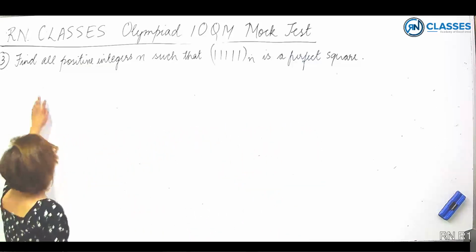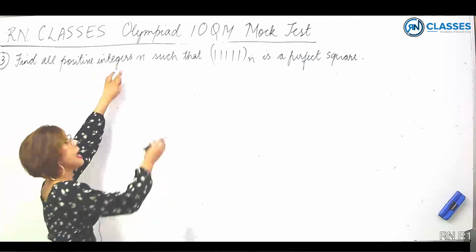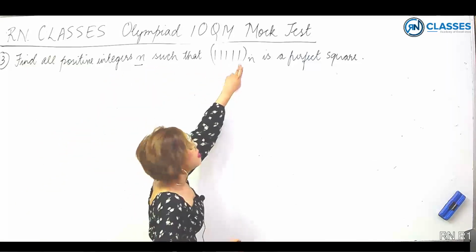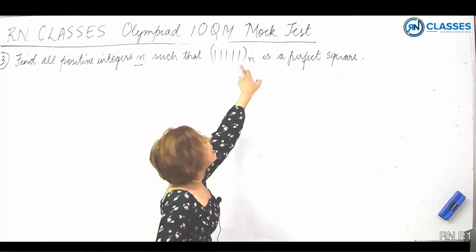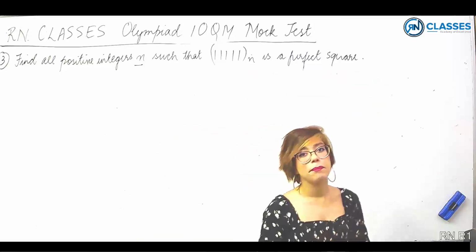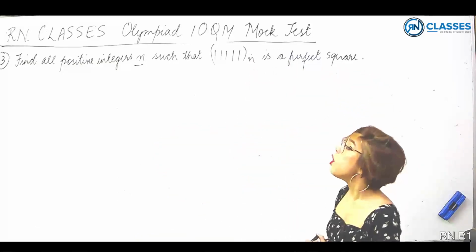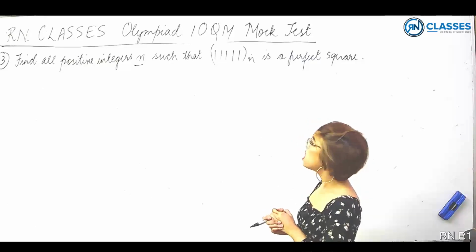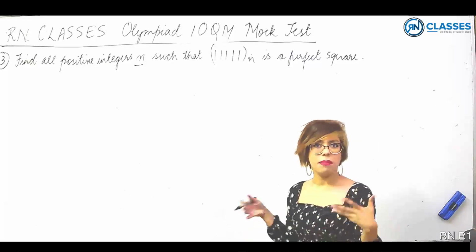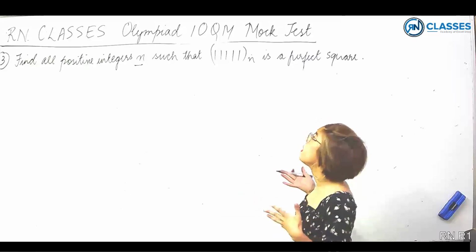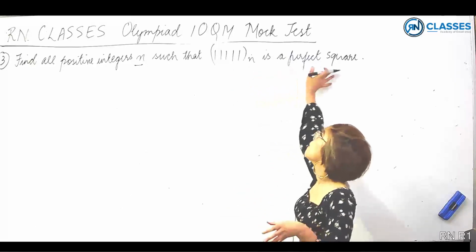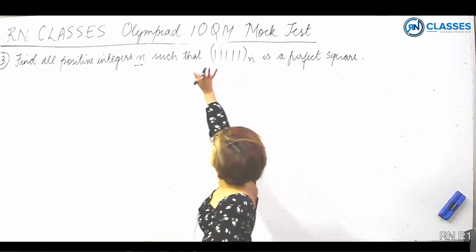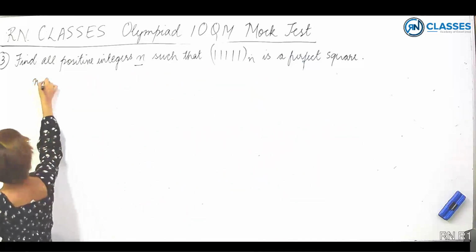Now it says find all positive integers n such that 11111 in base n is a perfect square. Right? I need to find all positive integers. Okay, so let's just start finding out some at least. Let me try to understand how I will figure out whether this number is a perfect square in a certain base or not. So let me take my base to be 2 first of all.